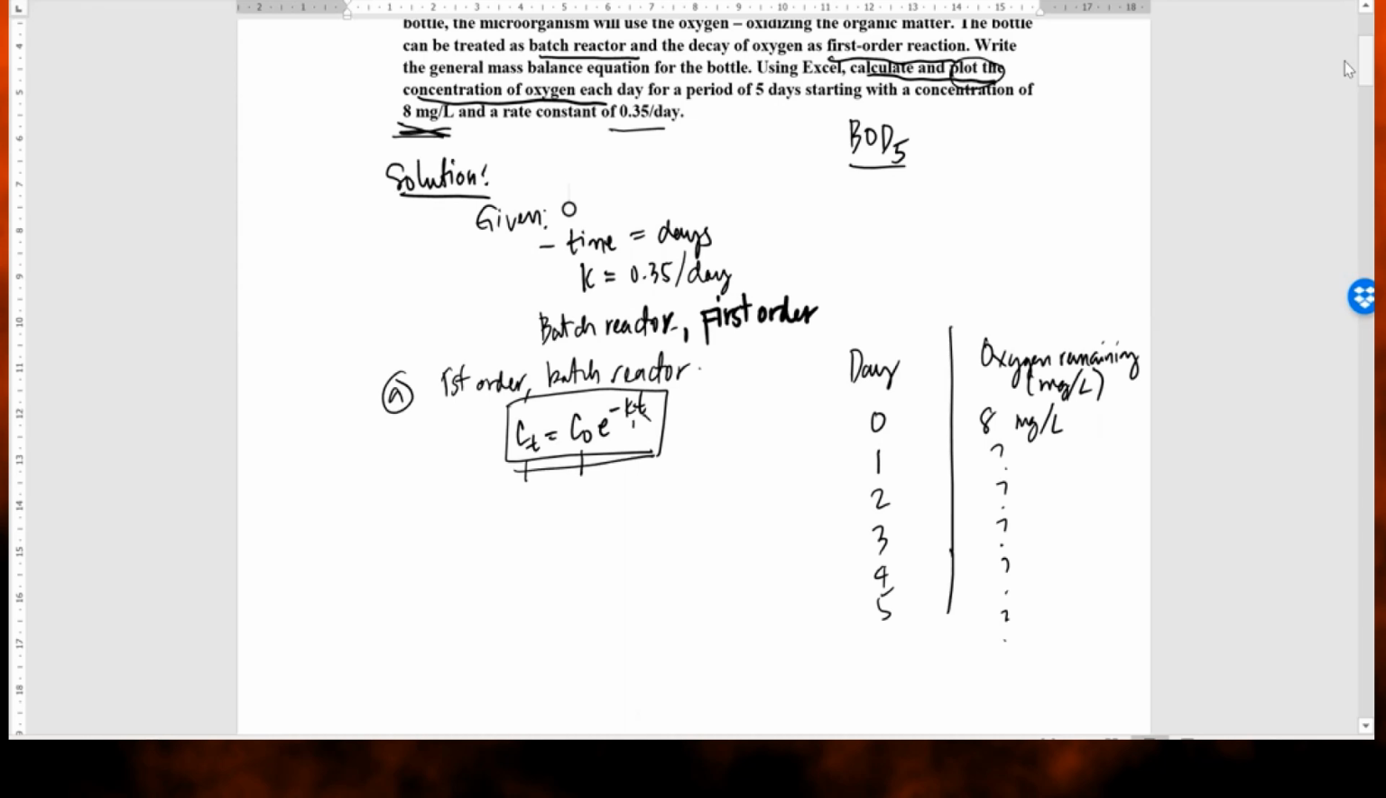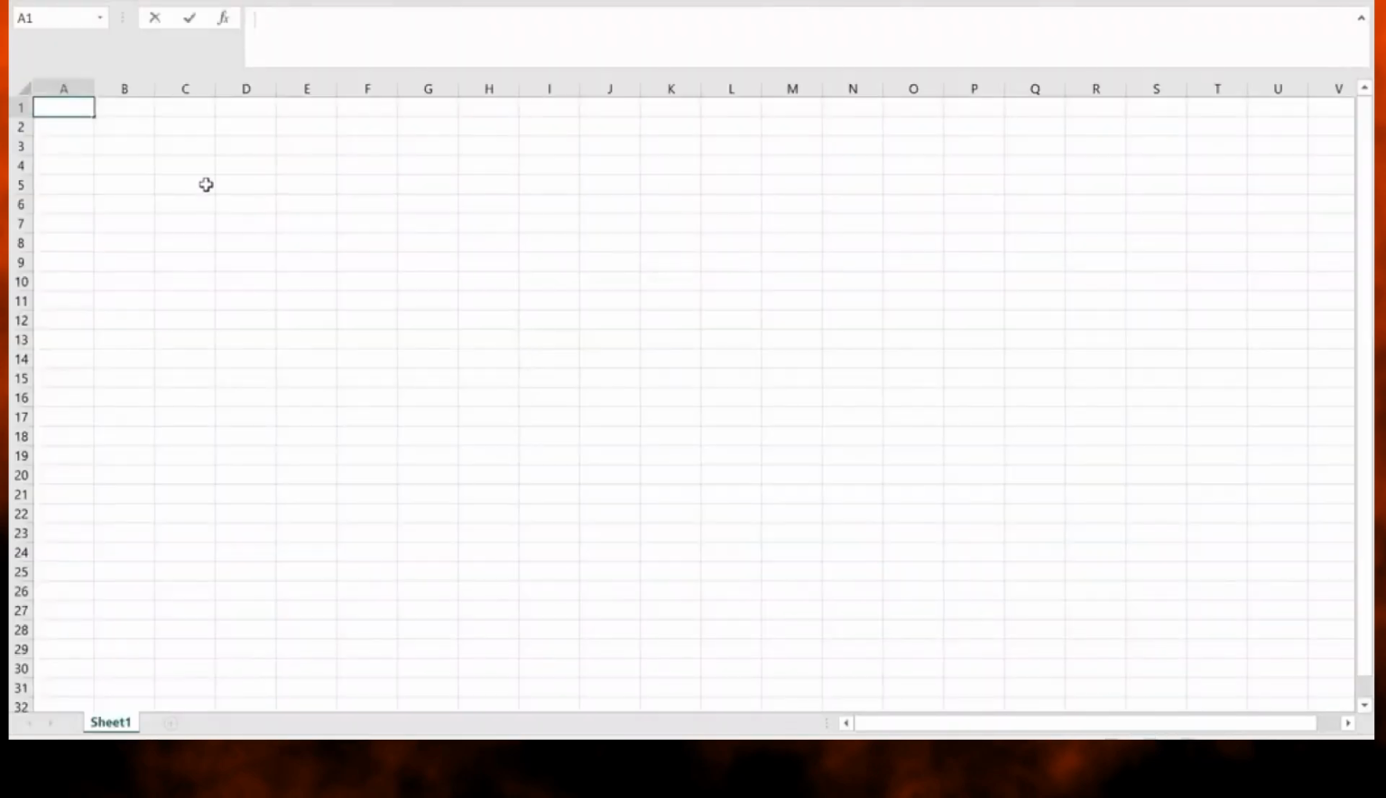We have the initial C sub O as 8 milligrams per liter. K is given, time is given as different days, and C sub T is what we are supposed to work on. So we can go to Excel. Here C sub O is equal to 8 milligrams per liter, and K is the rate constant, 0.35 per day.